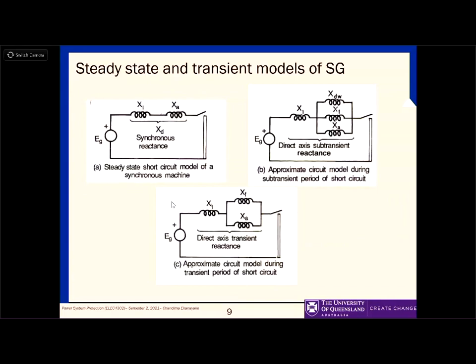So if you look here, in the steady state conditions you have synchronous reactance, which comes from armature reaction and the leakage reactance. But just after the fault, you will have armature reaction plus field winding reactance plus damping winding. But then, as I said, after a small time period, the action of the damping winding fades out. Therefore, in the next model, you don't have this component. So that's why you will have three different reactances for fault calculations because of this synchronous generator behavior, right? You will have steady state, subtransient, and transient.